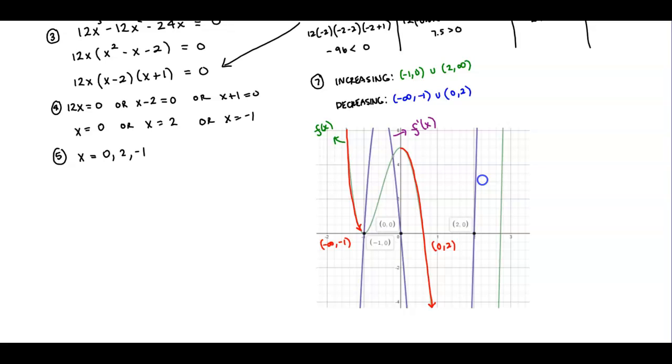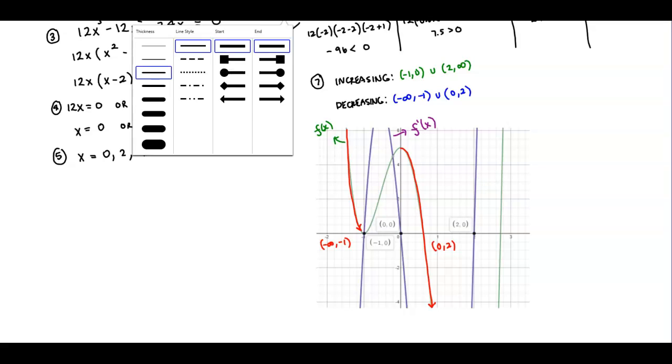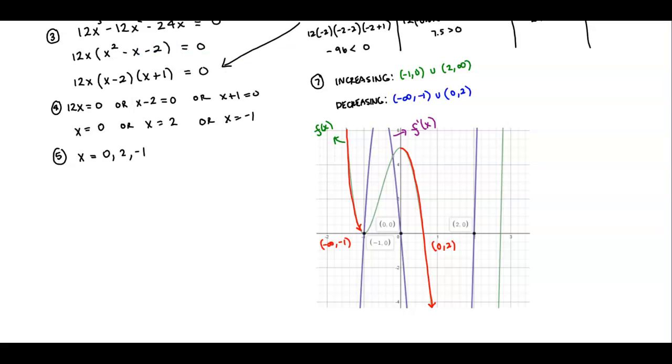Now we also know that it's going to be increasing between the intervals of negative 1 to 0. So we can see that the function is increasing between negative 1 and 0. And it's also increasing from 2 to infinity. So again, that's just verifying our results, looking at the graph of the derivative and the function.